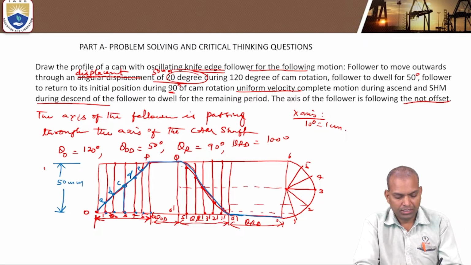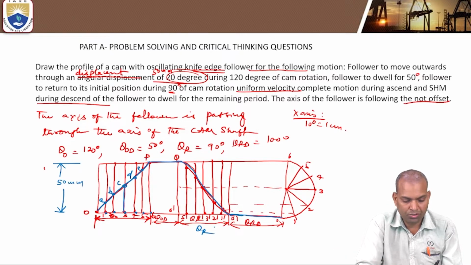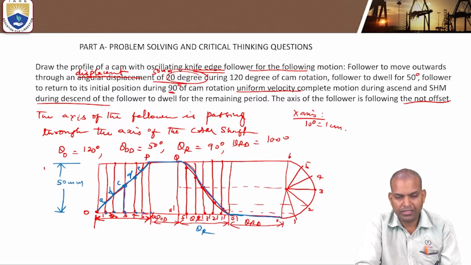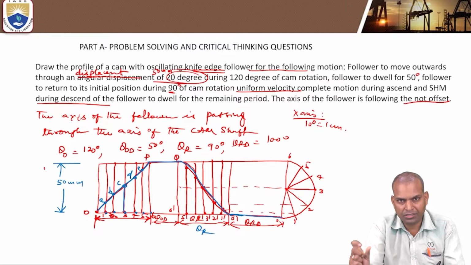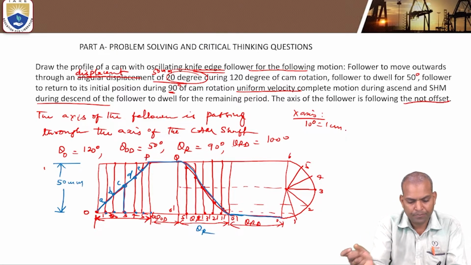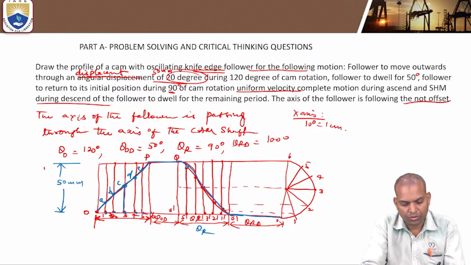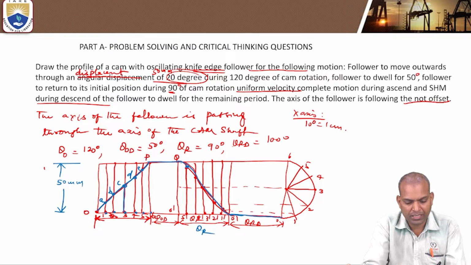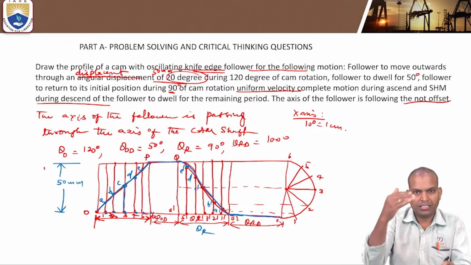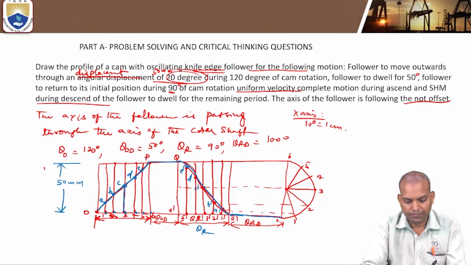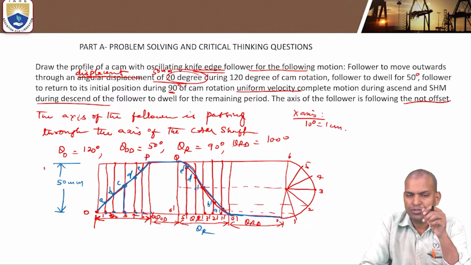Now similarly, during descending, the return stroke, the angle of the return stroke is 90 degrees. The 90 degrees divided into 6 equal parts means each is 15 degrees of rotation. The follower comes down, descending from Q to E dash, next to D dash, C dash, B dash, A dash. Like that it comes back to the position. This is the manner during the angle of rotation.